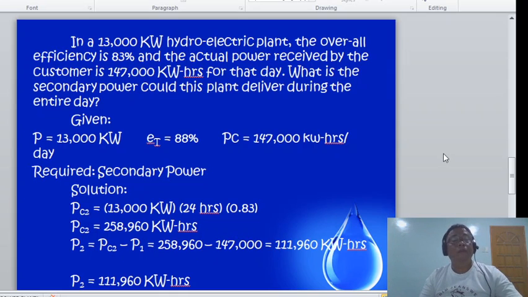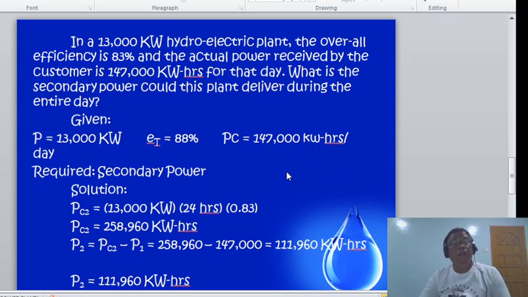Another one, class: we have a 13,000 kilowatt hydroelectric plant. The overall efficiency is 88%. The actual energy received by the customer is 147,000 kilowatt hours for that day. So what is the secondary power this plant could deliver during the entire day? We have here given the power of 13,000 kilowatts, efficiency of 88%, and the energy of 147,000 kilowatt hours. So we are required to find the secondary power.